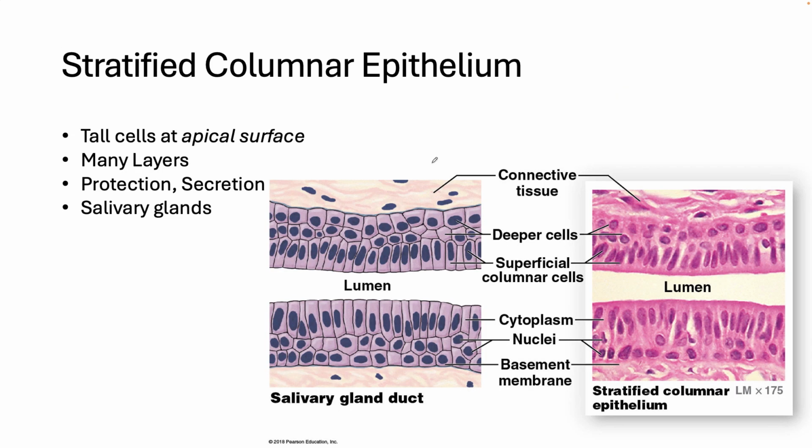Stratified columnar epithelium are tall cells at the apical surface, and they have more than one layer. And their job is protection and secretion. An example of where you might find them is in the salivary glands. So here you can see the lumen of a salivary gland duct, and these guys are going to be producing saliva into that duct, and then the saliva will move out of that duct into the oral cavity.